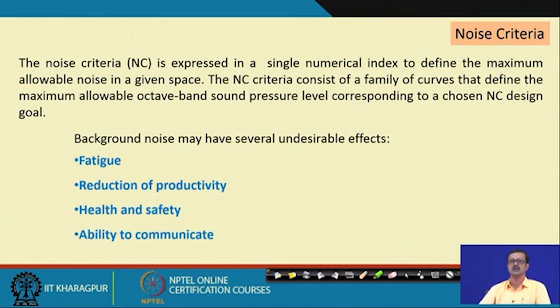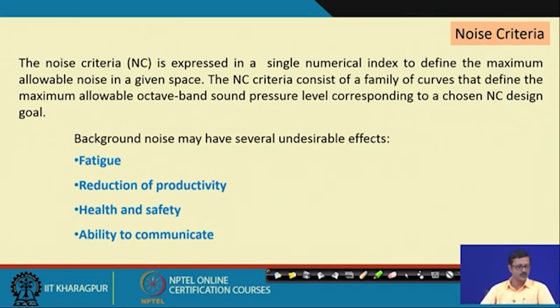Then health and safety: if you are always under a certain amount of background noise, there is a problem for your health and safety also. And the ability to communicate: if the background noise is too high, or above some cutoff level, the ability to communicate speech or any kind of music will be a problem.